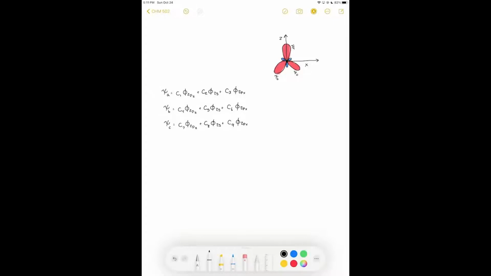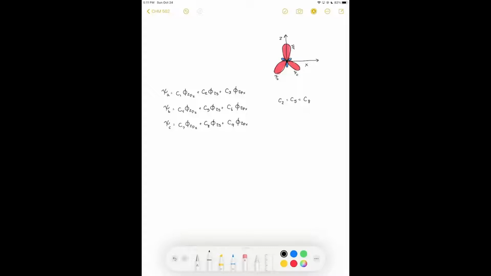The next thing to do is to use some arguments from geometry as to what these coefficients should be. The first thing we're going to note is that our s orbital is spherical and will therefore have to contribute equally to each hybrid orbital. So what that means is that our coefficients 2, 5, and 8 here, the ones that determine the s character of each of these orbitals, are going to be the same.